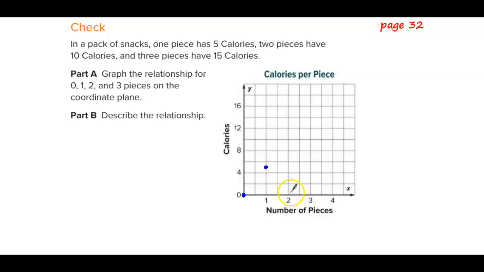2 pieces would have 10 calories, so that would go there. And 3 pieces would have 15 calories, which would be just shy of 16 here. Drawing a line through all these points as straight as humanly possible. Is this proportional? Yes, it is proportional, because it passes through the origin and it forms a straight line.